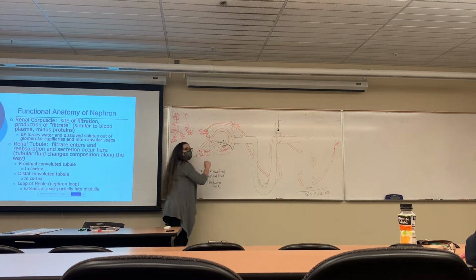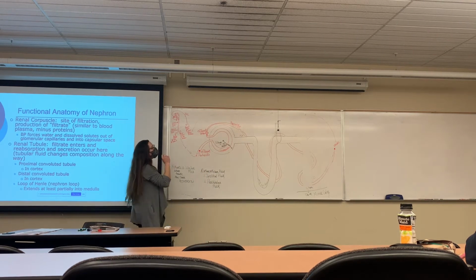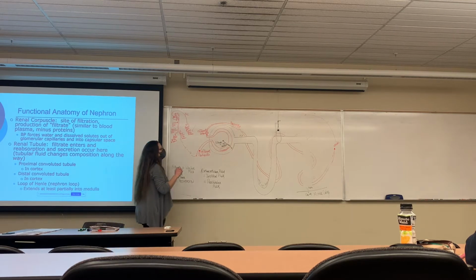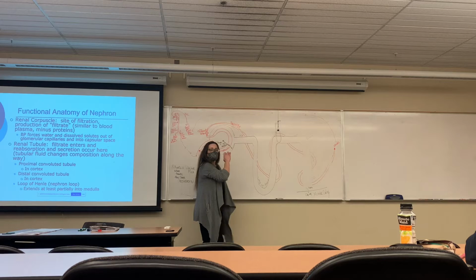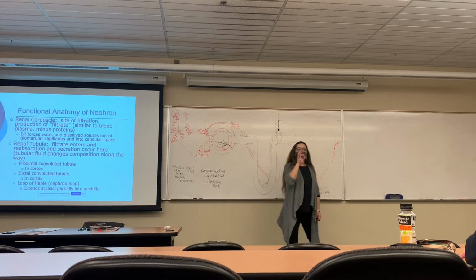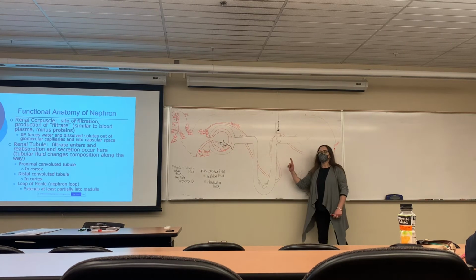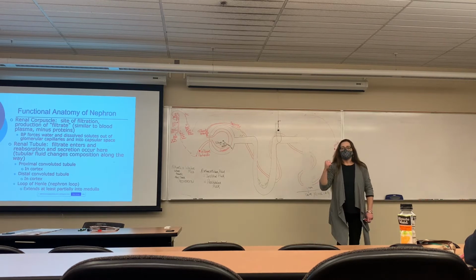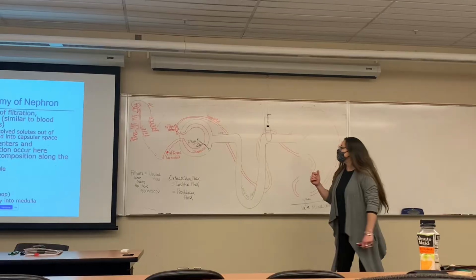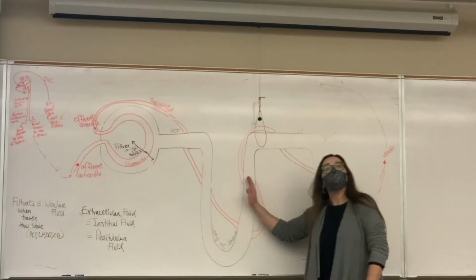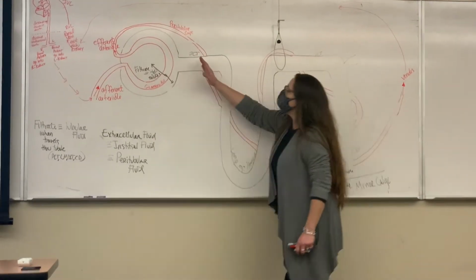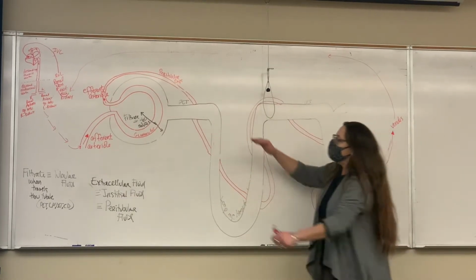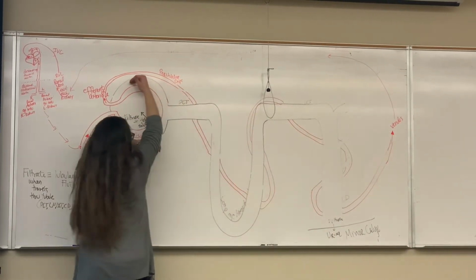At the renal corpuscle. With what capillary? The glomerulus, okay? You will never do filtration with the peritubular capillaries, but we will do reabsorption and secretion with the blood that's in the peritubular capillaries and the filtrate that's in the renal tubule, okay? So out here, we're gonna do reabsorption and secretion. Here, we do filtration, okay?